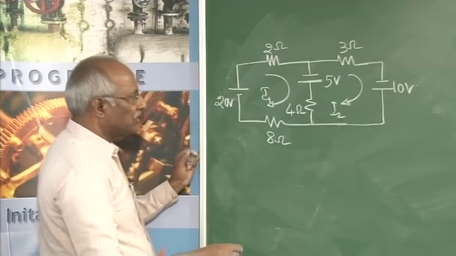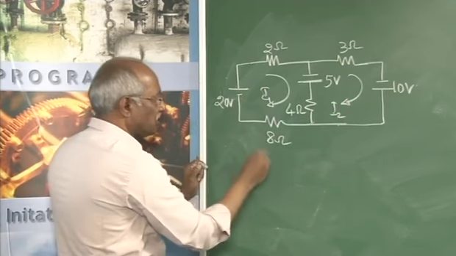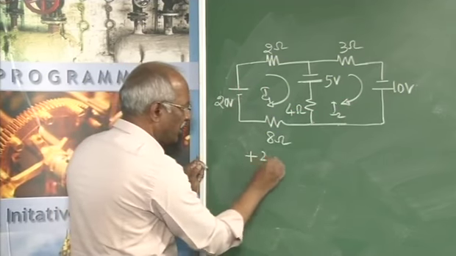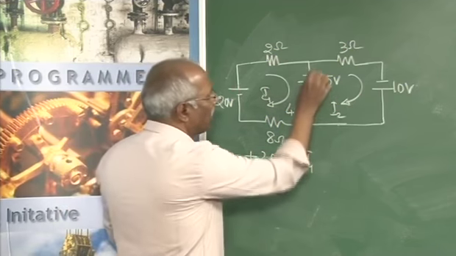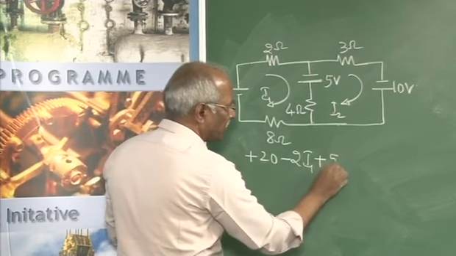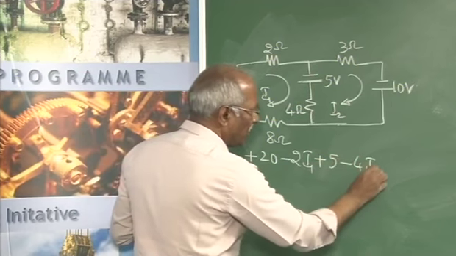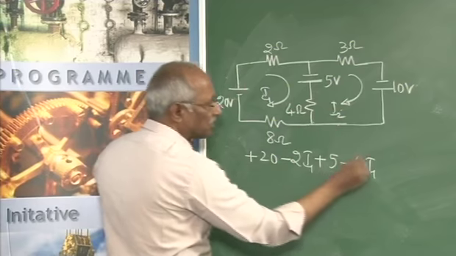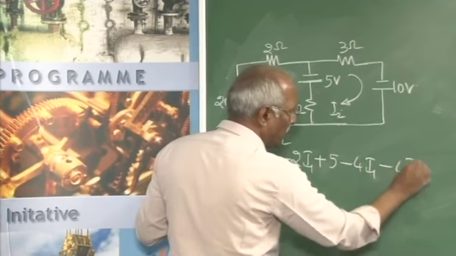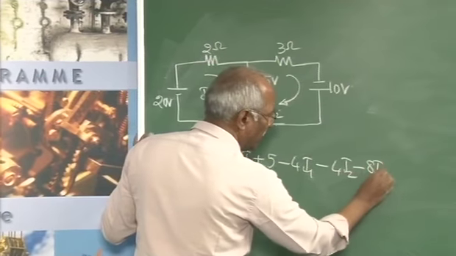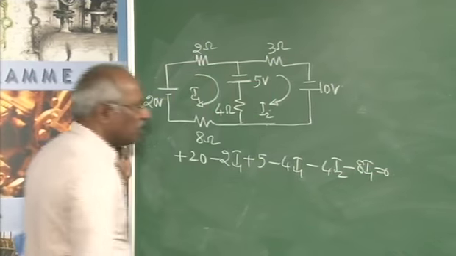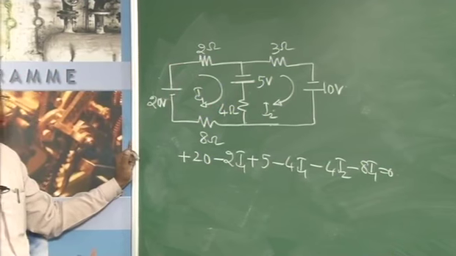The two loop equations will be: minus to plus, that will be equal to plus 20, minus 2I1, minus to plus, that will be plus 5, minus 4I1. As this current is going this way, it is minus 4I2, and this way it is minus 8I1, equal to 0. This is one of the equations.